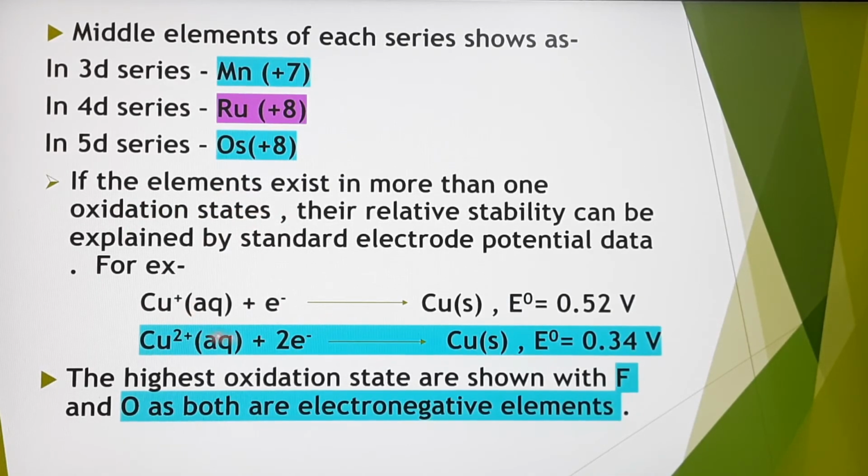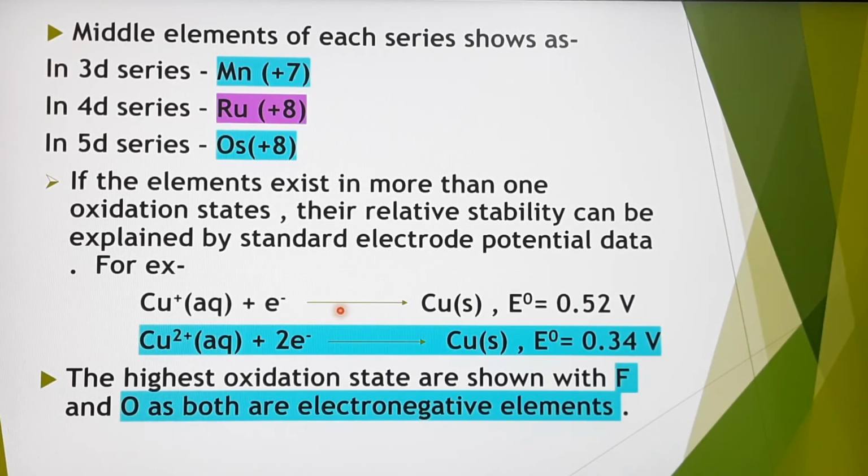If any element shows more than one oxidation state, because variation is shown by d block elements, then we can compare the stability of the oxidation states on the basis of their standard reduction potential.